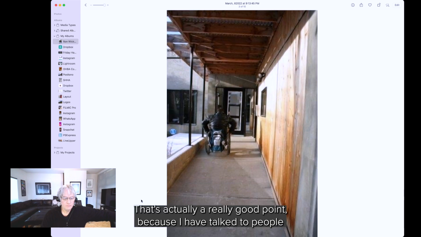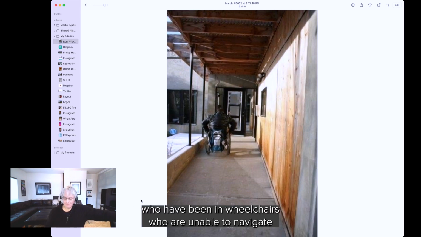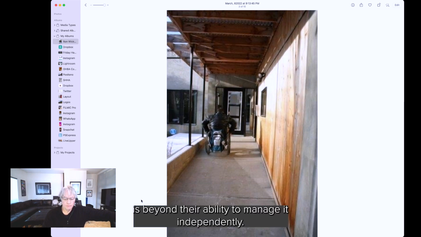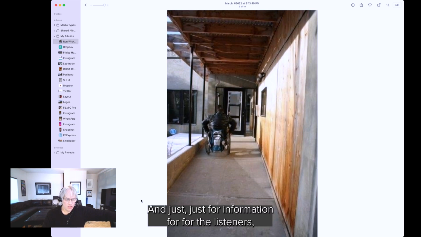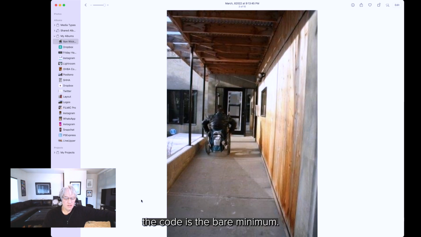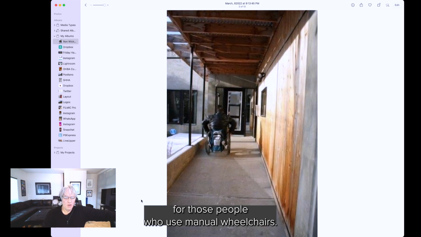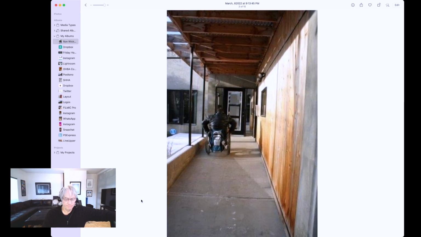That's actually a really good point because I have talked to people who have been in wheelchairs who are unable to navigate the slopes that are determined by code. Yes, so even code is beyond their ability to manage it independently. And just for information for the listeners, the code is the bare minimum, and it is primarily designed for those people who use manual wheelchairs, and I'm going to say somebody like Rick Hansen. Mm-hmm.